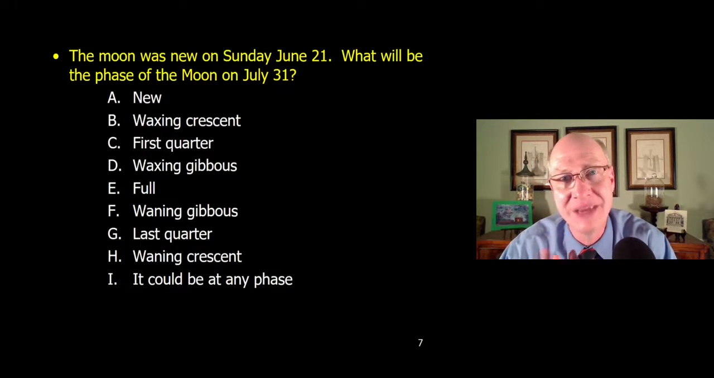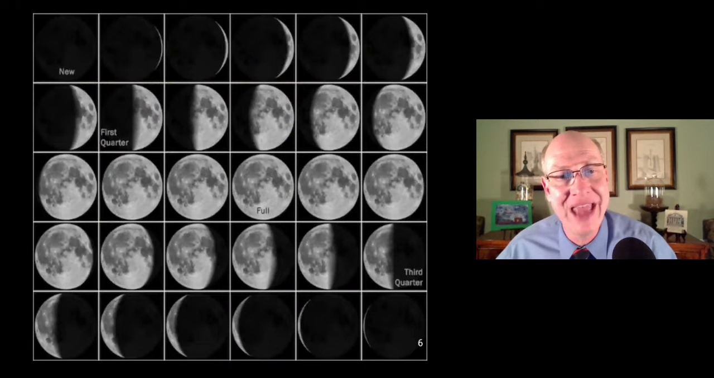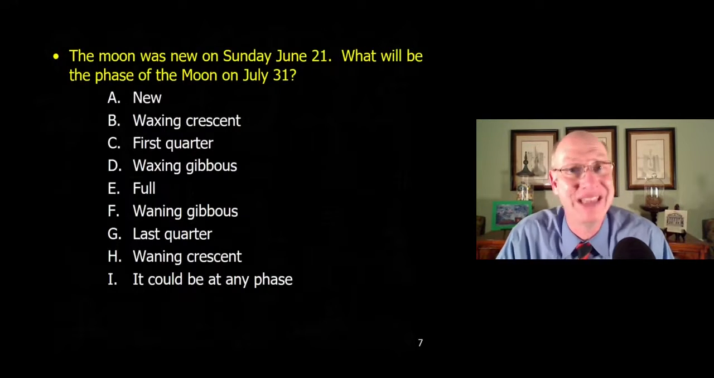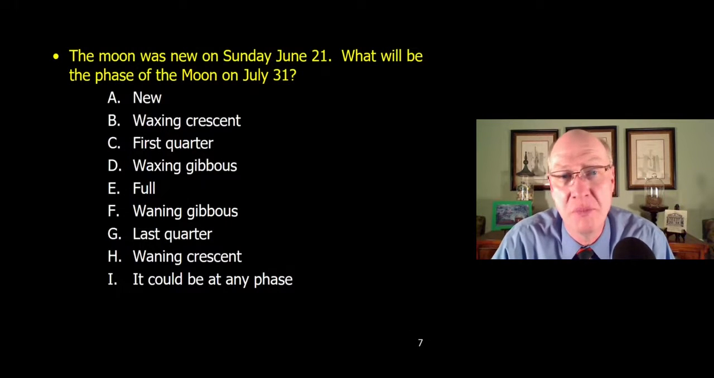So 40 days means it's going to be one full cycle of its phases, 30 days. So it's going to go from new to new again, and then 10 days beyond that. Well, what's 10 days beyond the new moon? 7 days is the first quarter moon, and 3 days beyond that means that the moon is going to be a waxing gibbous moon. So the right answer to this one is a waxing gibbous moon. If the moon is new on June 21st, 40 days later on July 31st, it will be waxing gibbous.